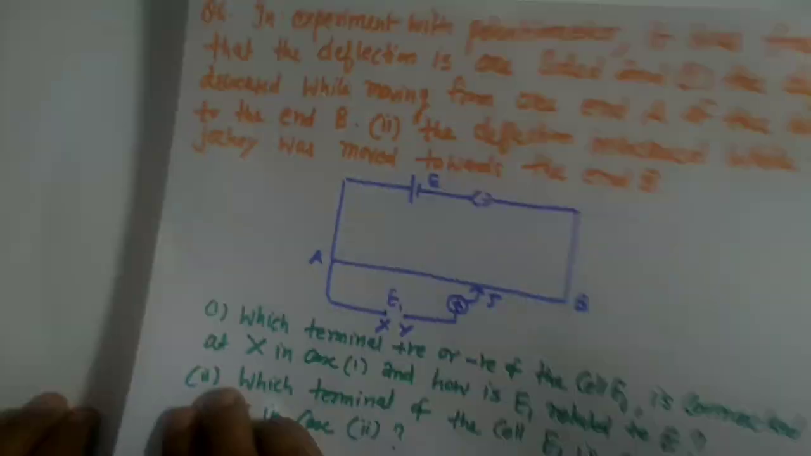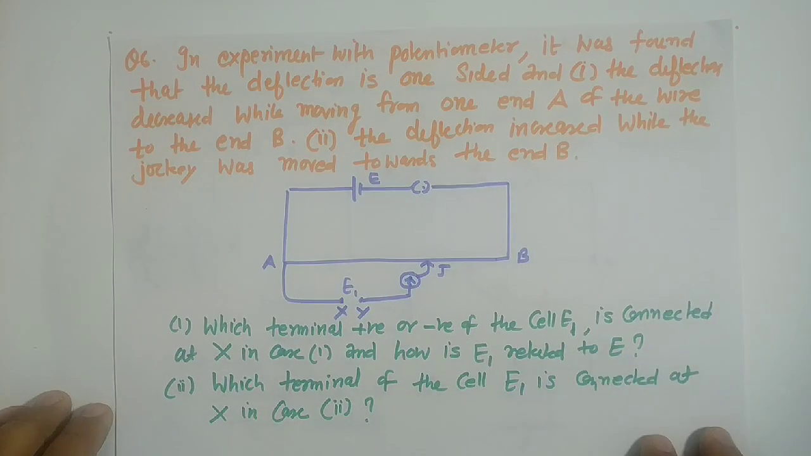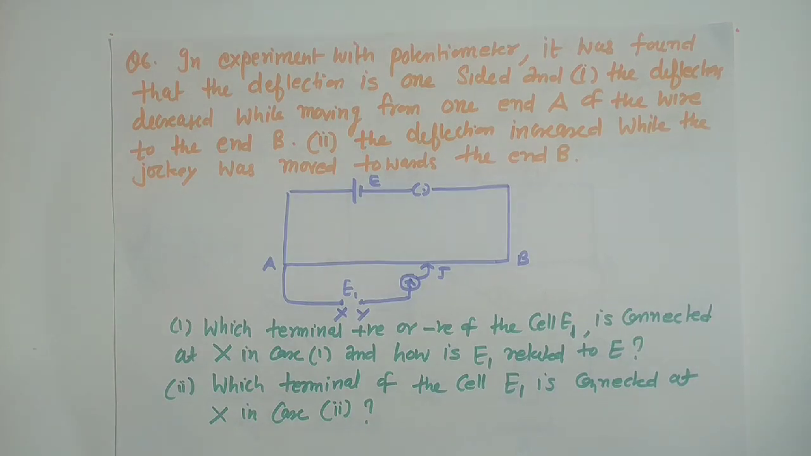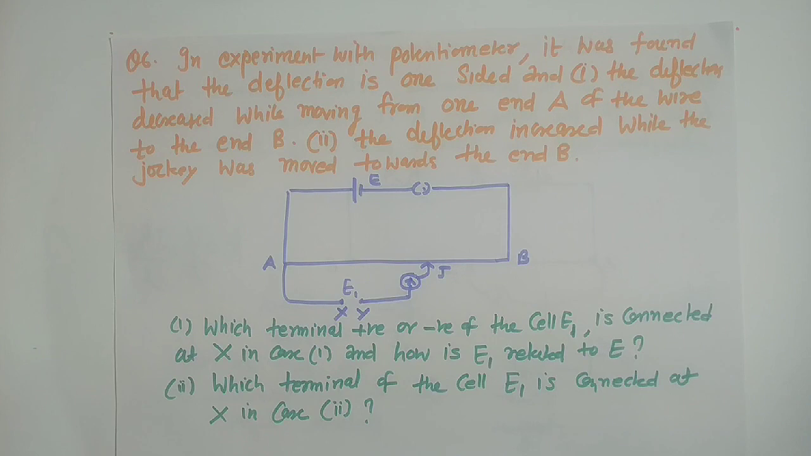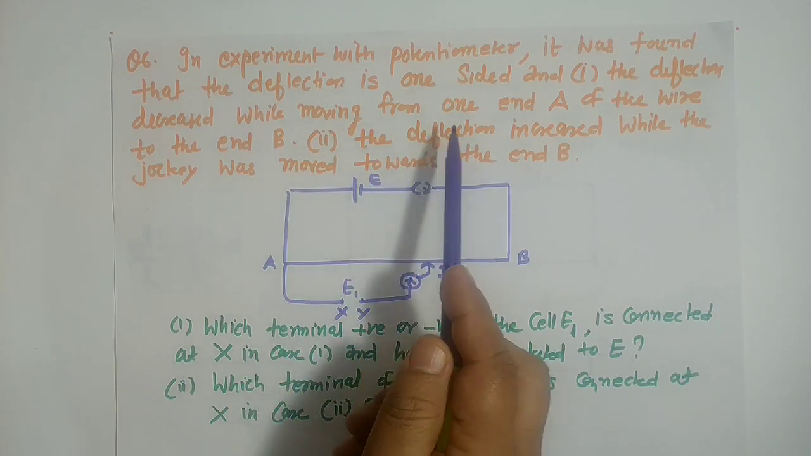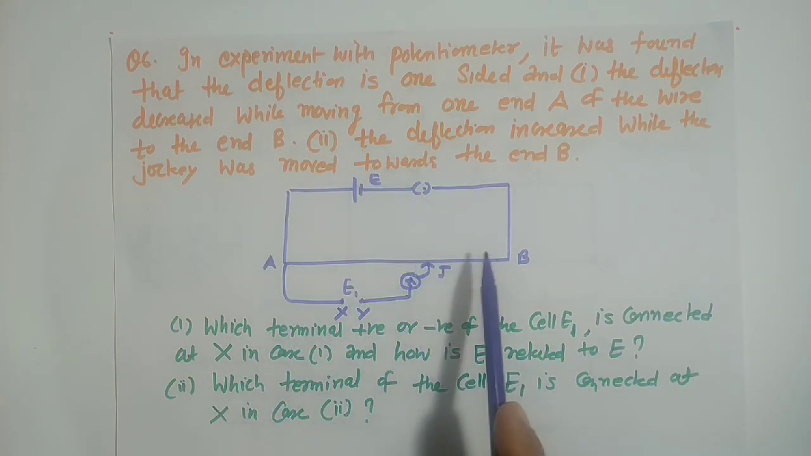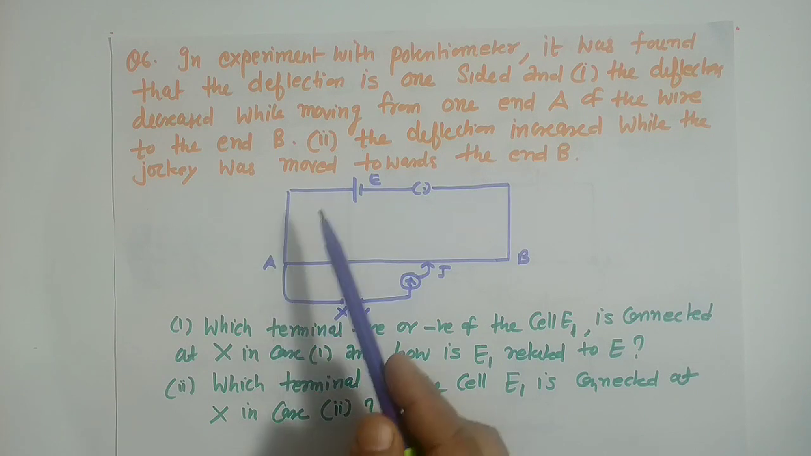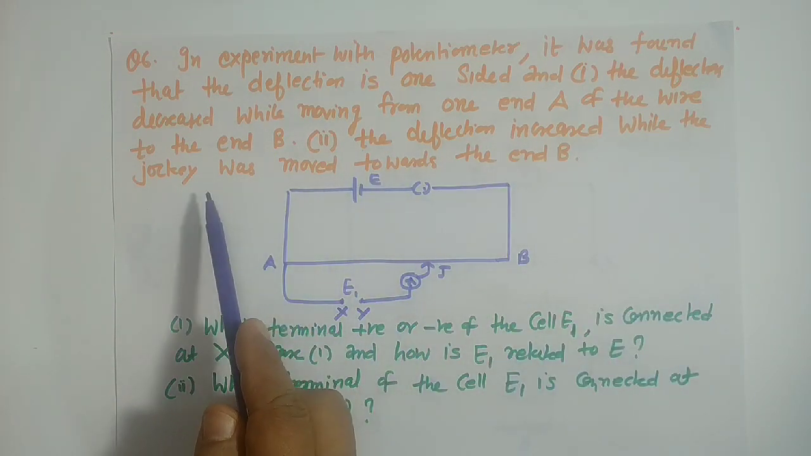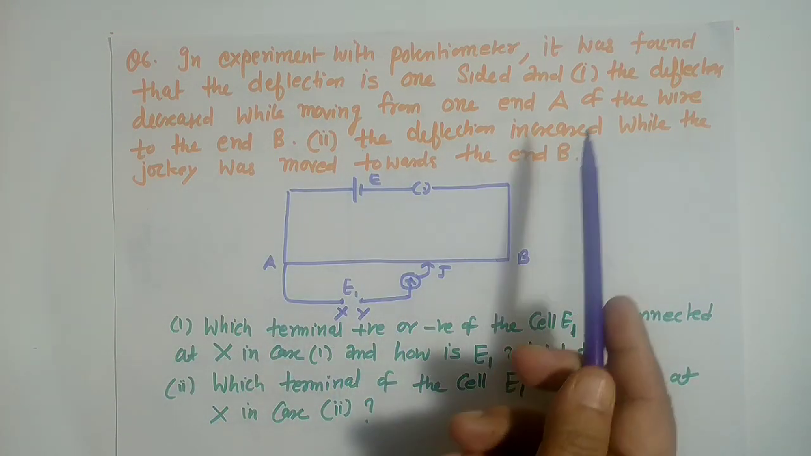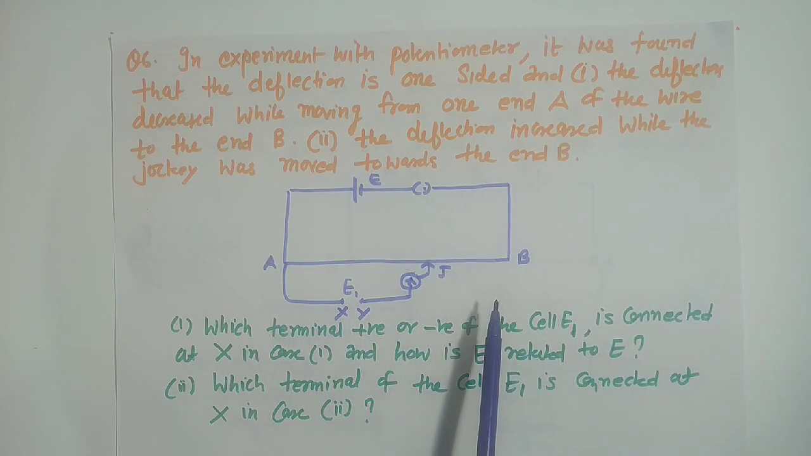Okay, coming to question number 6. See the question. In an experiment with a potentiometer, it was found that the deflection is one-sided. Generally in the lab you will find one-sided deflection. In the first case, the deflection decreased while moving from end A to end B. In the second case, the deflection increased when the jockey is moved towards end B. In the first case it is decreasing, in the second case it is increasing. It is clear. Now, what is the question?